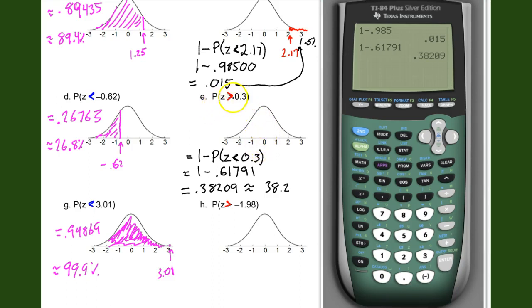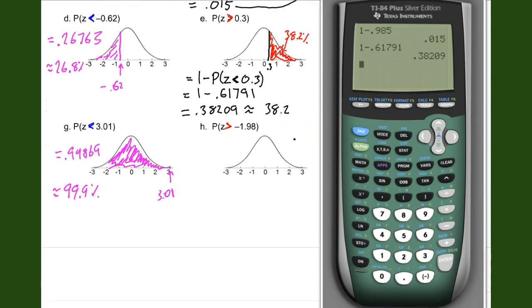So we have 0.3, which is right about here, close to 0, and we're doing greater than. So this makes sense that, yeah, this would be less than 50% right here because it's less than half the graph. So our 38.2% does make sense here.